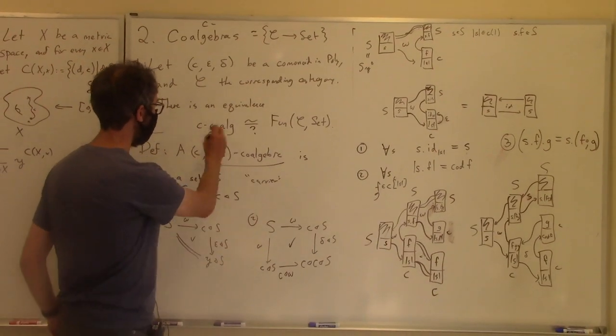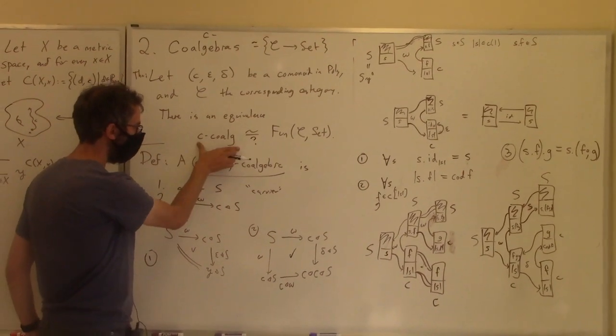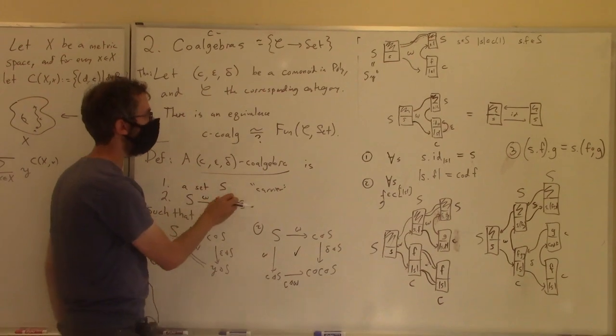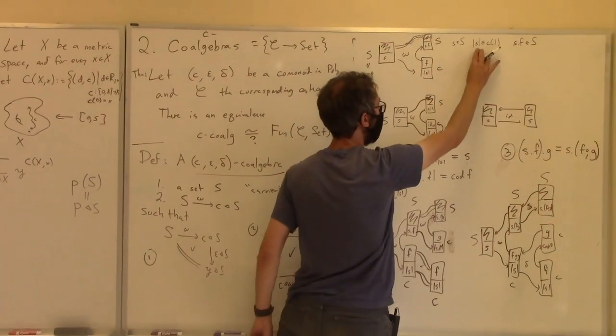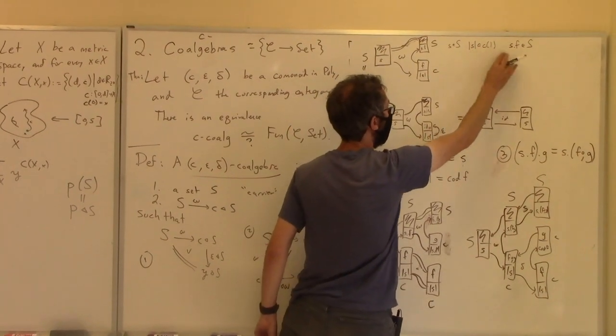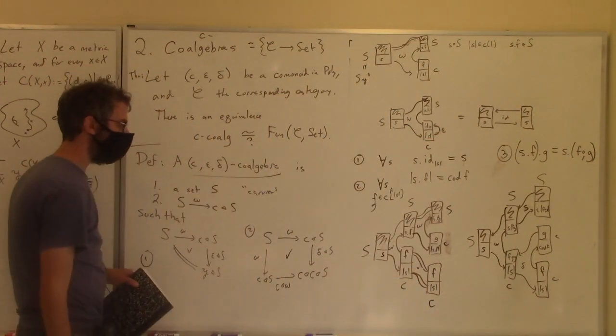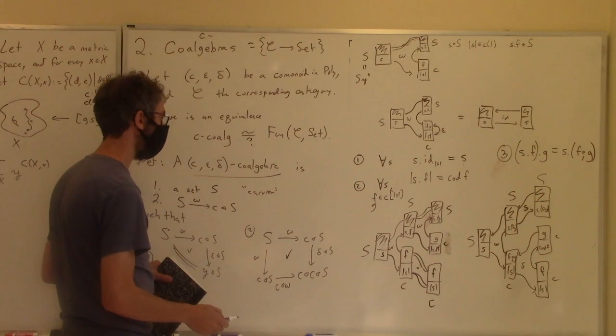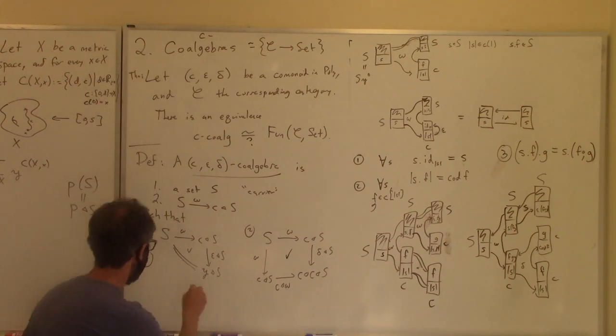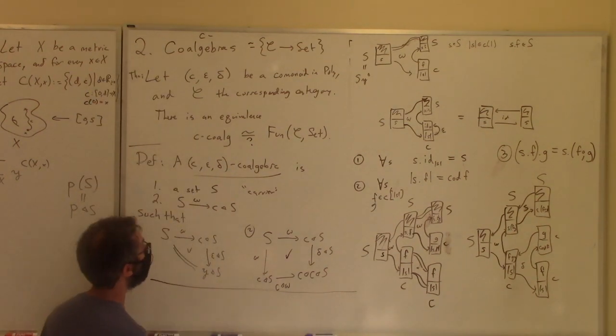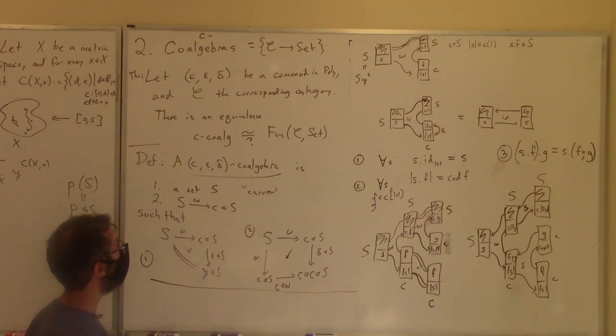So I've told you what a C coalgebra is. It's a set S with this way of classifying its objects, its elements, and a way of acting on those. And so why would that be a functor from C to set? How would you go from one to the other? I'll just write it really small here, I guess. So how do I get a functor from C to set?